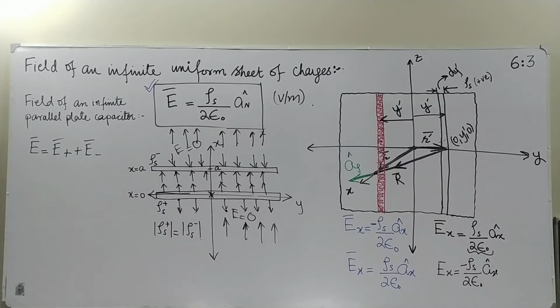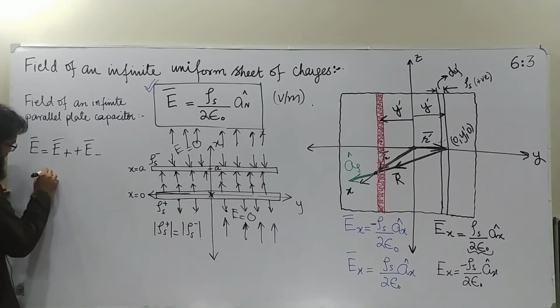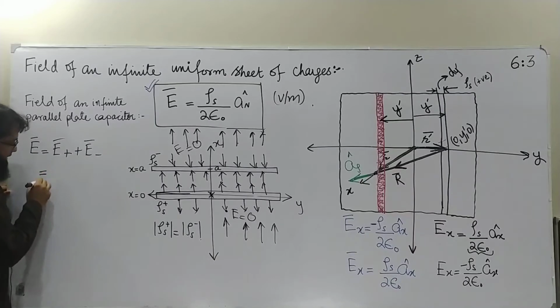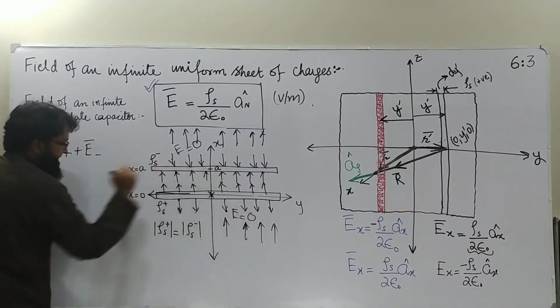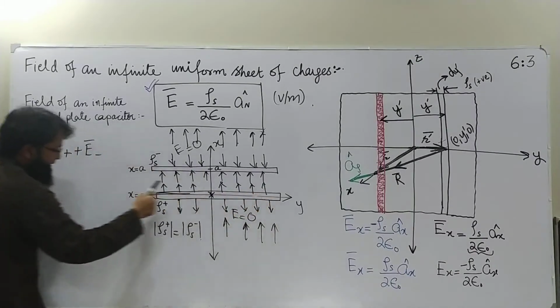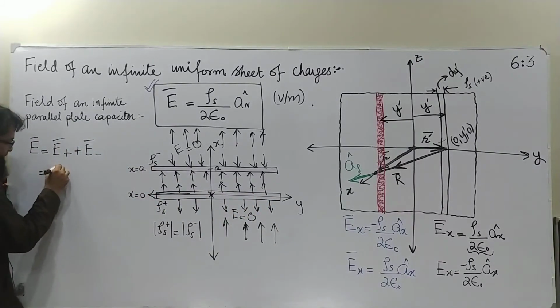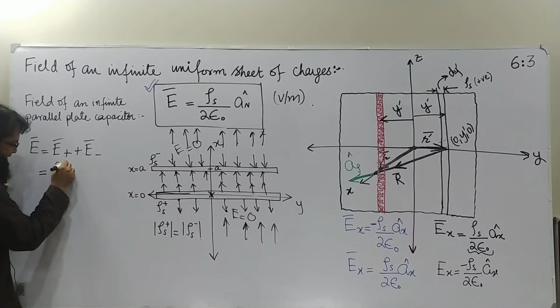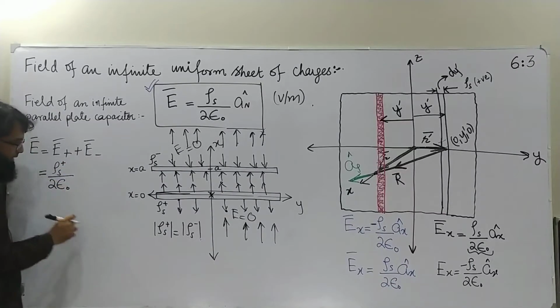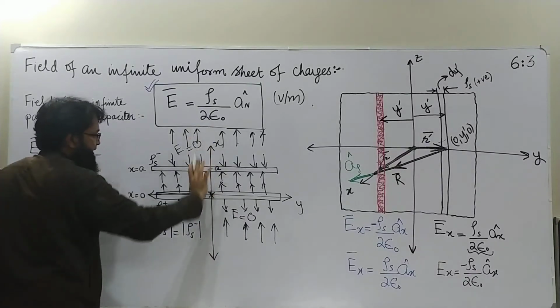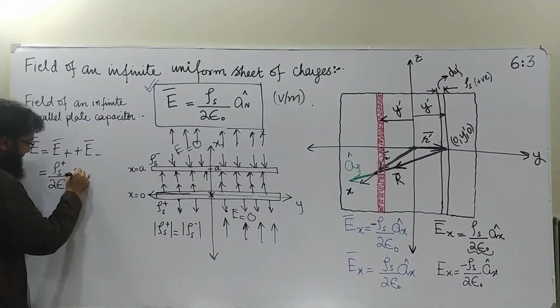Okay, so the field due to the positively charged sheet within this volume will have magnitude rho s plus divided by 2 epsilon naught, and the direction is ax.